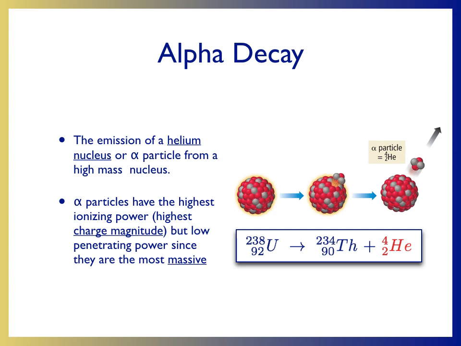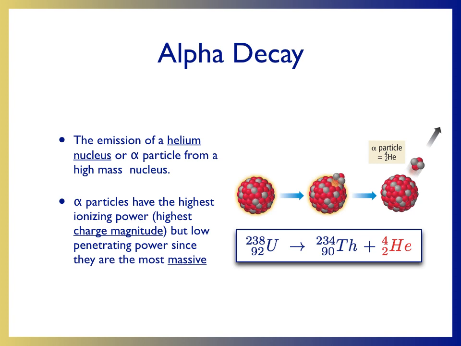Remember that helium has an atomic number of 2, which means a helium nucleus has a +2 charge and a mass number of 4. So we now have a high mass, highly charged nuclear particle heading out at a pretty high speed.